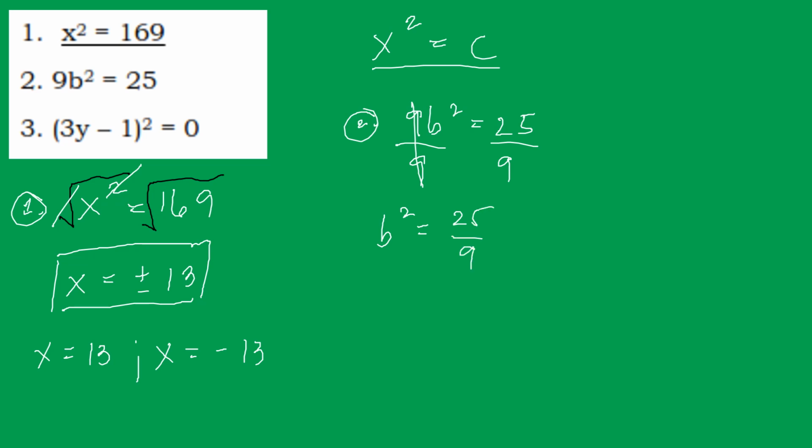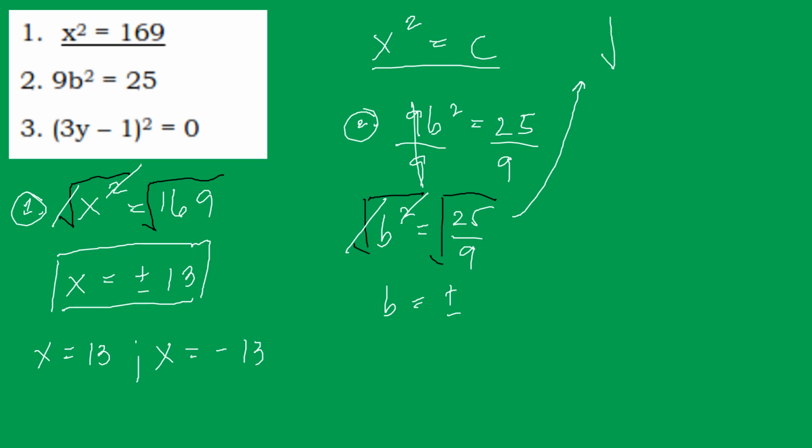So, napunta na tayo dito sa form natin na x squared equals c. Pwede na natin gawin yung extracting the square root by taking the square root of both sides. So, we have cancel yung squared. Square root squared. So, we have b is equal to the positive and negative square root of 25 over 9. So, yung 25 over 9, pwede po natin siyang gawing, remember the quotient, the law of radicals.